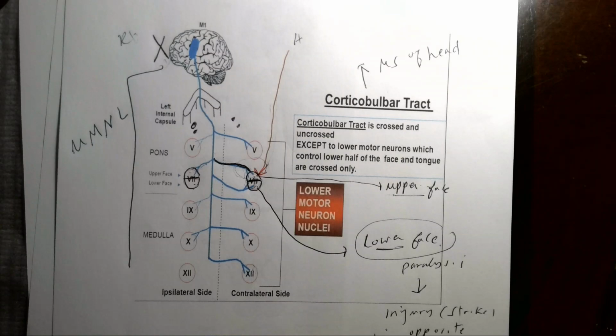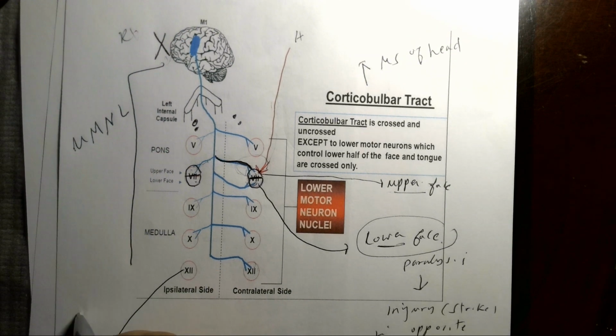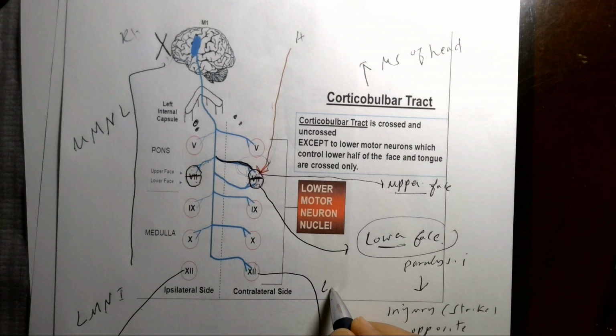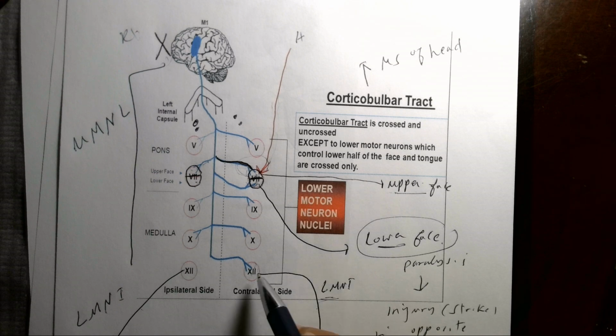But a lesion in the nucleus or in the nerve itself, here is the nerve and the nucleus, this is what we call lower motor neuron injury. Okay? And here is the hypoglossal nerve. What is the difference between lower motor neuron injury in the hypoglossal nerve versus upper motor neuron? Lower motor neuron injury, meaning injury in the hypoglossal nerve or nucleus itself, leads to deviation of the tongue to the same side of the injury, because the hypoglossal nerve supplies the genioglossus muscle.